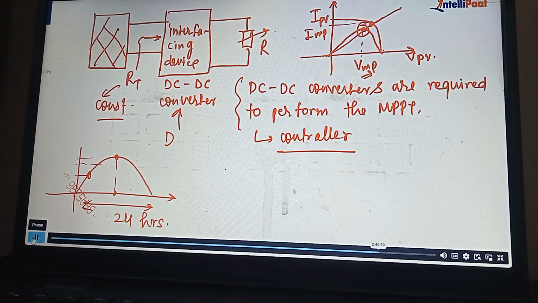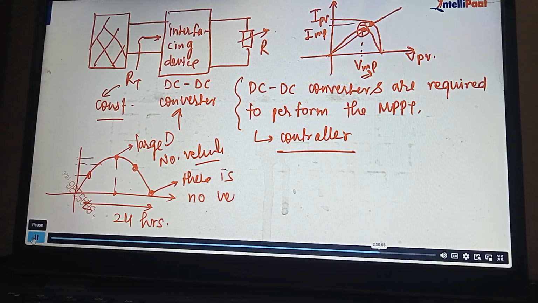But suppose in the afternoon the peak is there, and a large number of vehicles are available for charging at the charging station at this point. However, suppose at this point there is no vehicle available for charging due to the solar power.